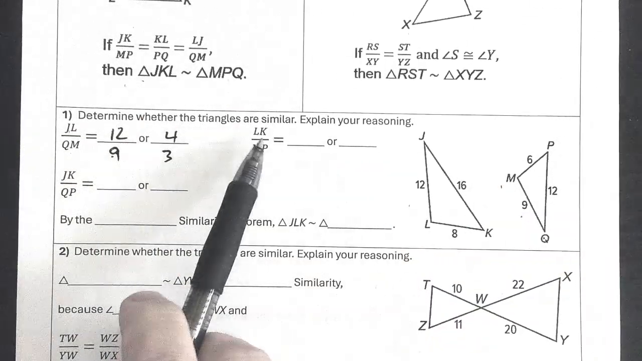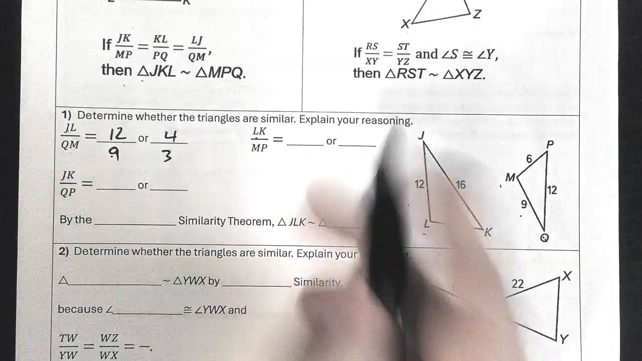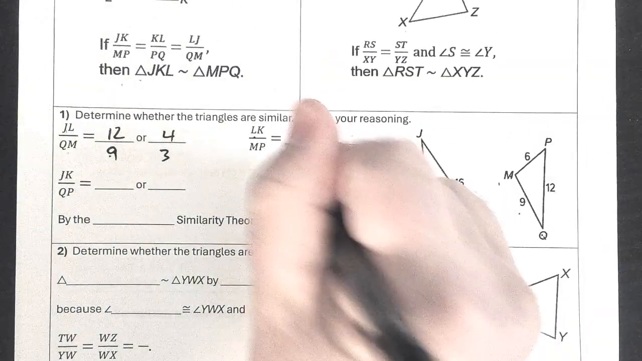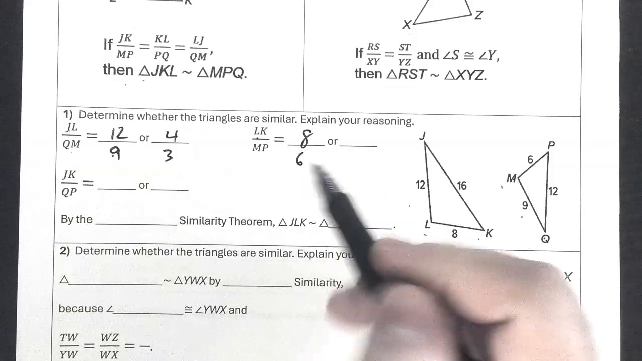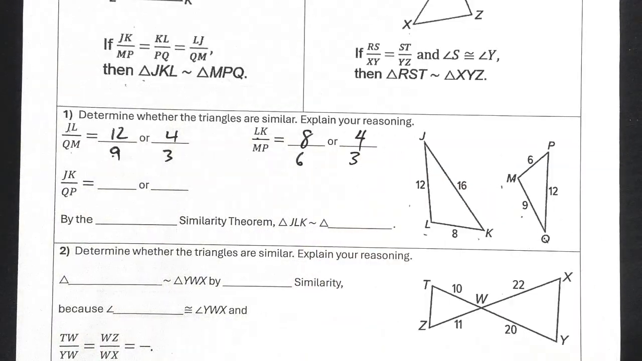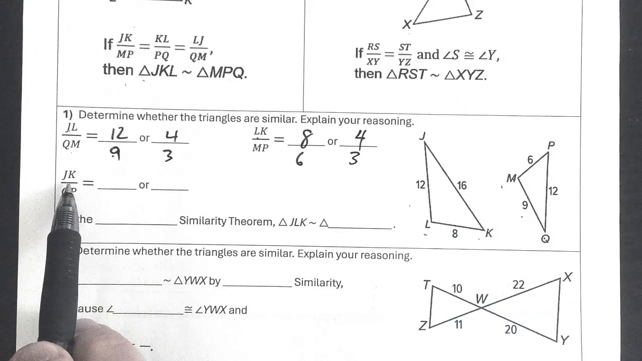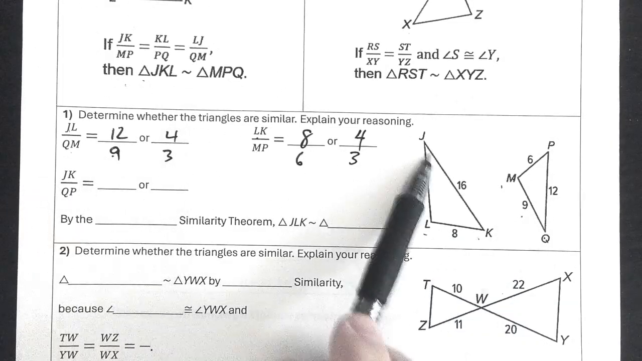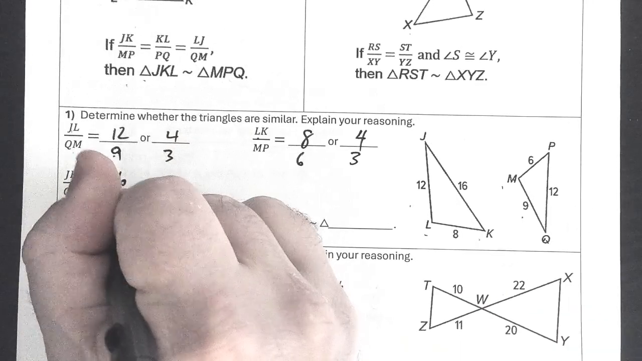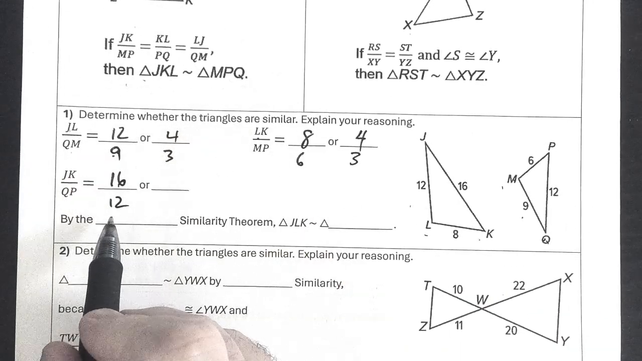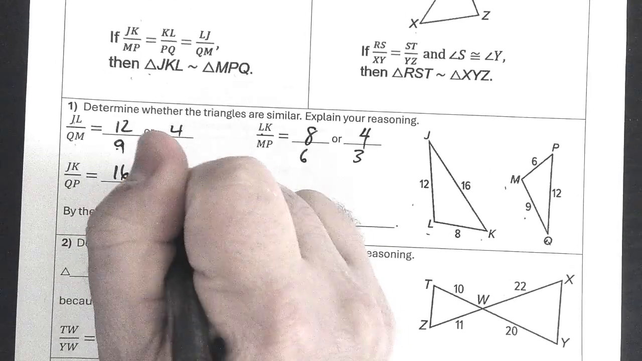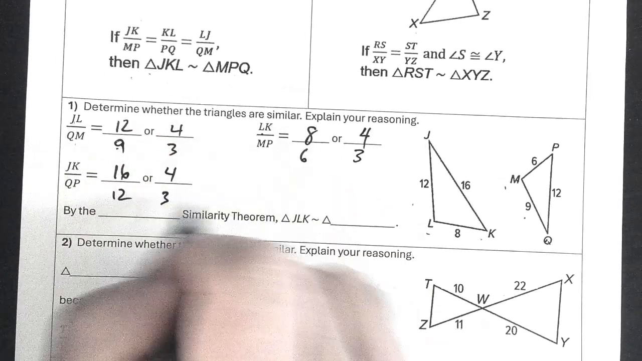Okay. All right, let's look at LK. So that's 8. And MP, that's 6. All right, well, 2 goes into 6 3 times, and it goes into 8 4 times. All right, now we got JK and QP. JK 16. QP is 12. All right, so 4 will go into both of these. 4 goes into 12 3 times, and it goes into 16 4 times. So they're all in proportion.